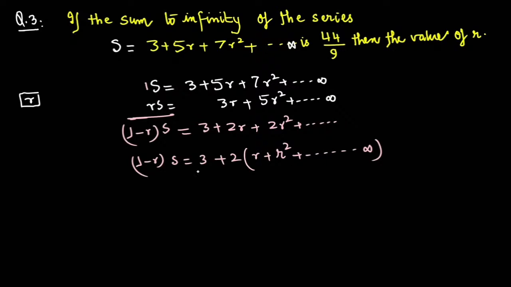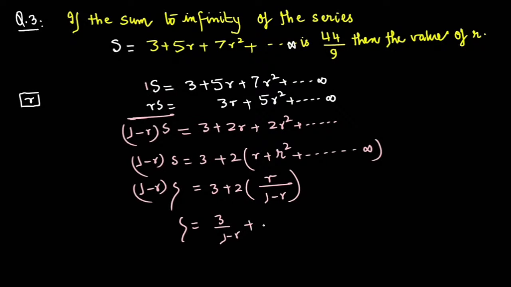A upon 1 minus r. So it becomes 3 plus 2 into r upon 1 minus r. 1 minus r into s, and s is equal to 3 by 1 minus r plus 2r upon 1 minus r whole square. The sum of an infinite GP is a upon 1 minus r.